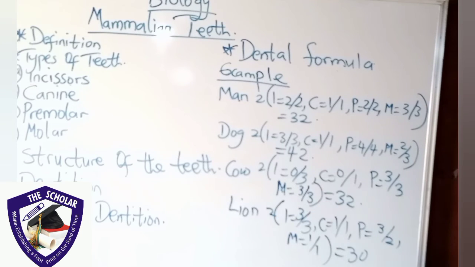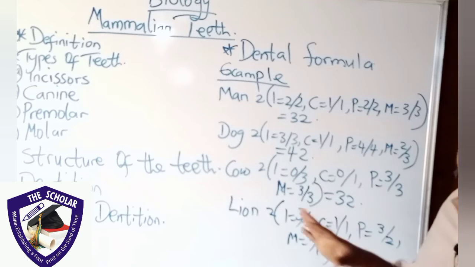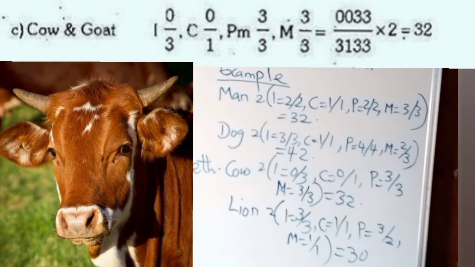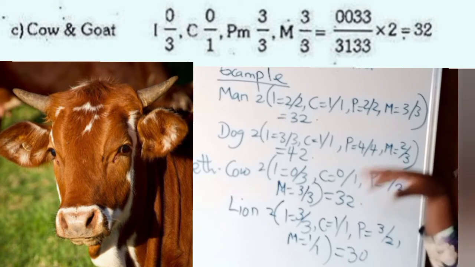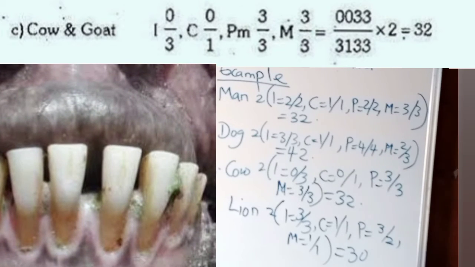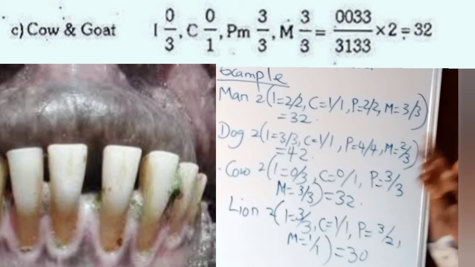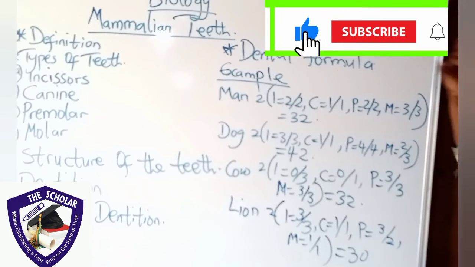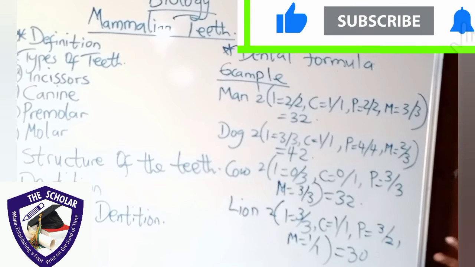So you can be asked in an exam what is the dental formula for dog, what is the dental formula for man, what is the dental formula for cow. These are different organisms with different dental formulas. For cow, we have 2 outside them. They don't have any incisors in their upper jaw, but they have 3 in their lower jaw. For the canine, they also don't have any canine in their upper jaw, but they have just 1 in their lower jaw. For the premolar, they have 3 in their upper jaw, just like dog, and 3 in their lower jaw. For the molar, they have 3 in their upper jaw and 3 in their lower jaw, which equals 32, just like man. But the incisor is absent in the upper jaw and the canine is absent in the upper jaw of cow.